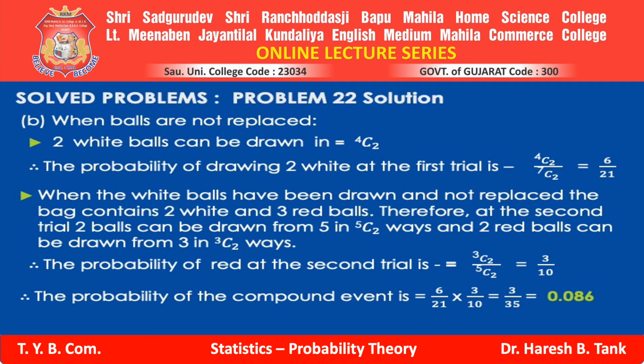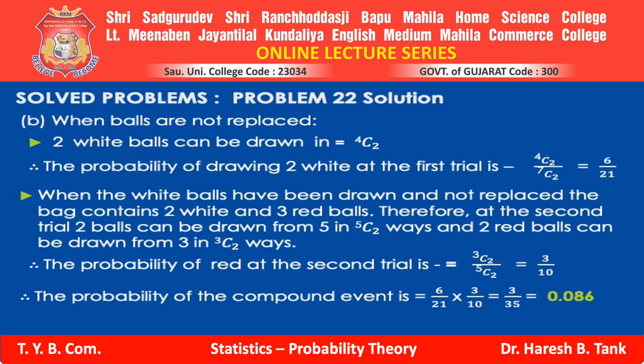Now let us address the second part of it. When balls are not replaced. Two white balls can be drawn in 4C2 different ways. So the probability of drawing 2 white at the first trial becomes 4C2 divided by 7C2, which comes to 6 by 21, which will remain as it is in the last example. When the white balls have been drawn and not replaced, now the bag contains 2 white and 5 black balls. Naturally 2 less balls will be there.